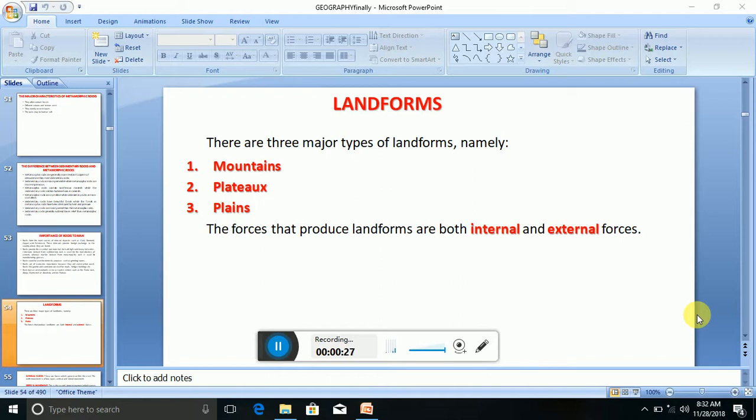When you go to some places, you see mountains. If you go to some places, you see plain land, and in some places you see plateaus. So these are the landforms. Gwagwalada here, where we are in Abuja, is majorly plain land. If you go to Plateau State, you see plateaus. If you go to other places in the east and west and north, the Olumo, you see the mountains.